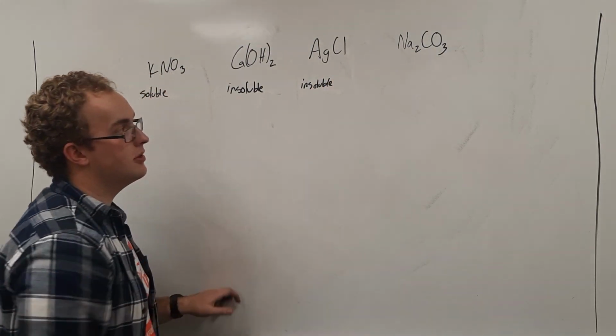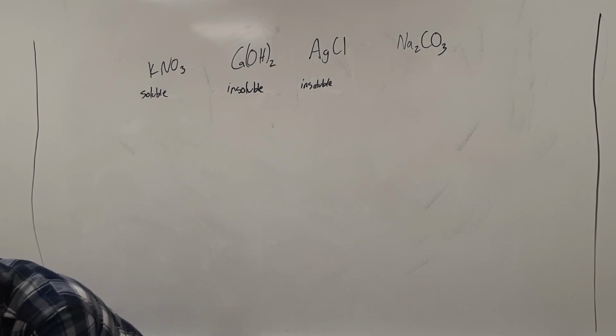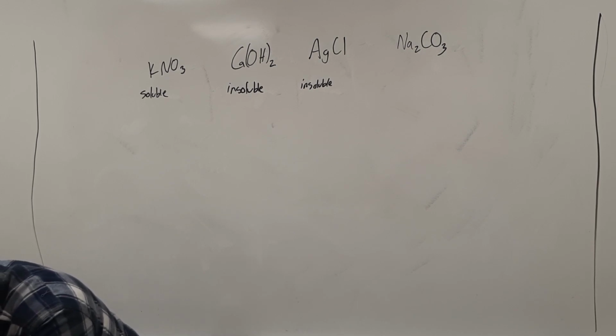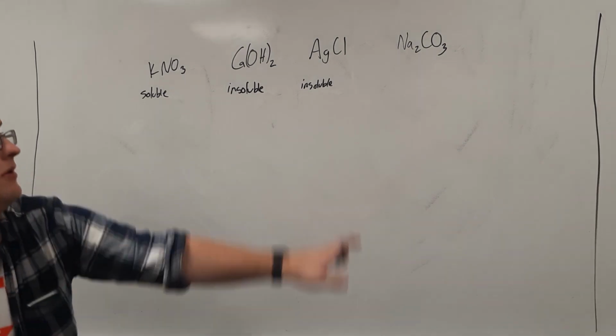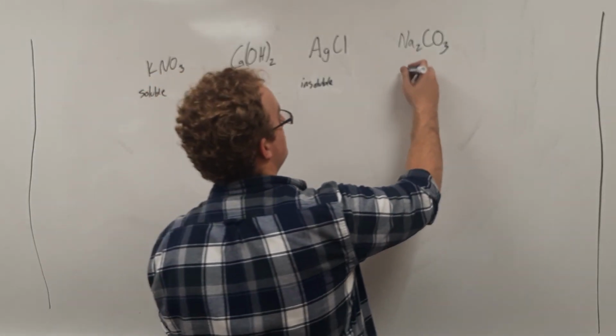Then let's look at sodium carbonate. So I see carbonates are listed under insoluble compounds. Let's look at any exceptions. It says compounds containing alkali metal ions. Sodium's an alkali metal. So that's a soluble exception. This is soluble.